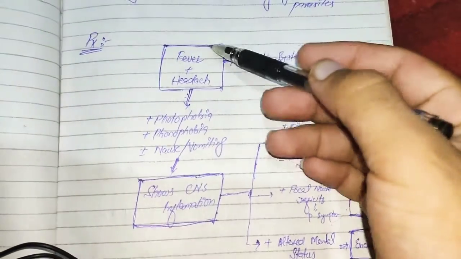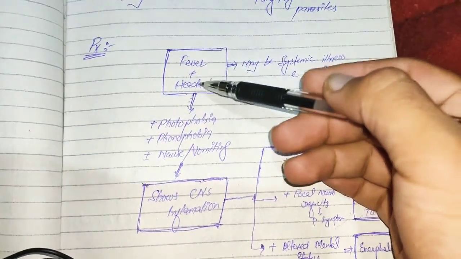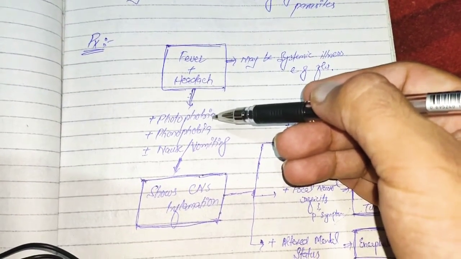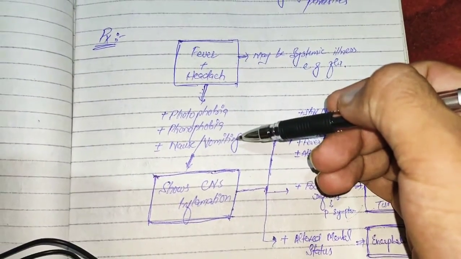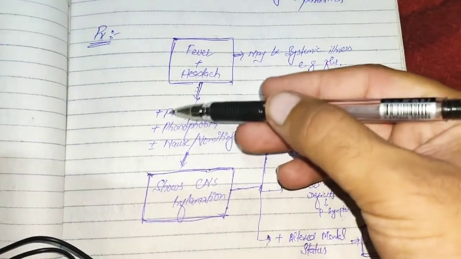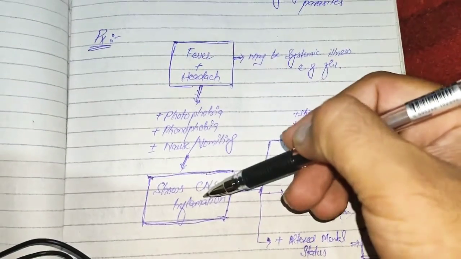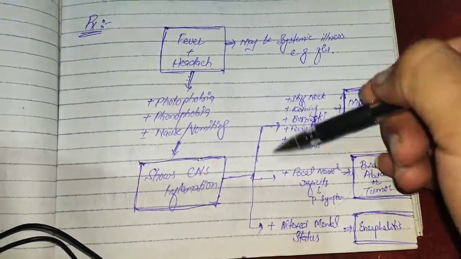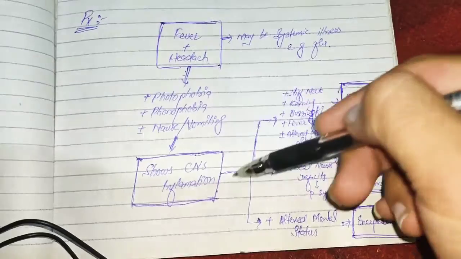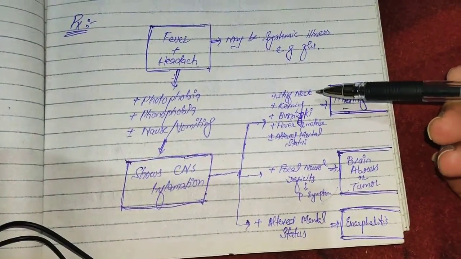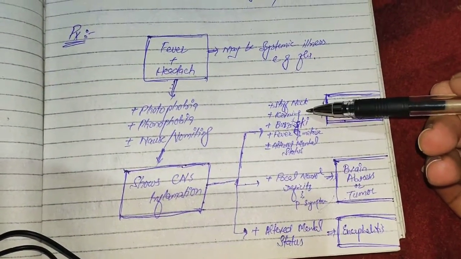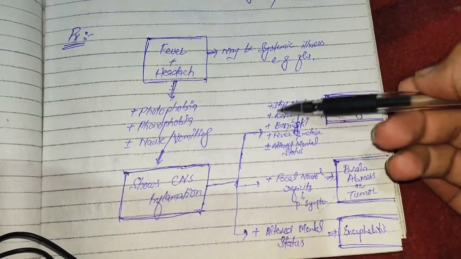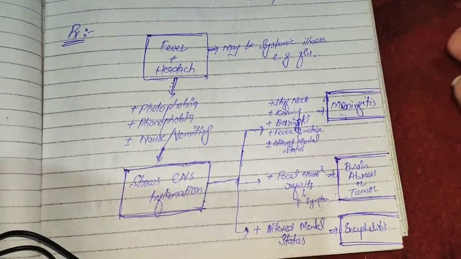But how will you know that it's basically due to a CNS problem? Once there is photophobia, phonophobia, or nausea or vomiting, that means you have got a CNS inflammation or some lesion in the brain. Now if you have all these and then you have positive neck stiffness, and Kernig's and Brudzinski's signs are positive, we will discuss these signs a little bit later.